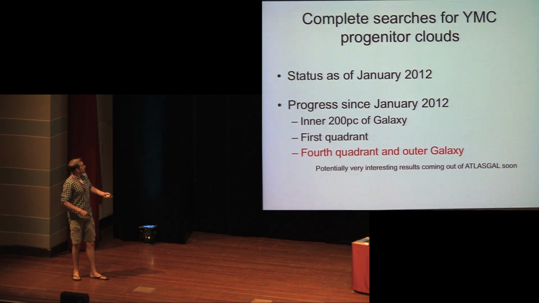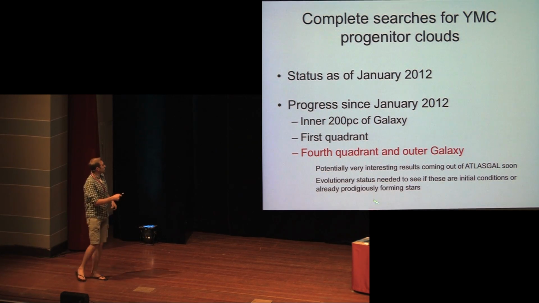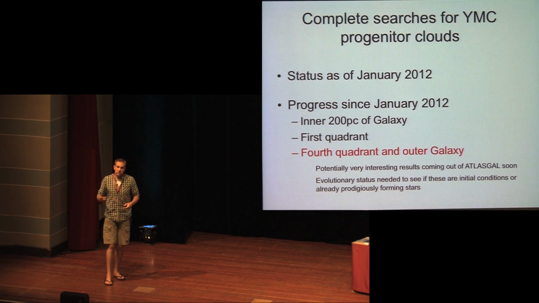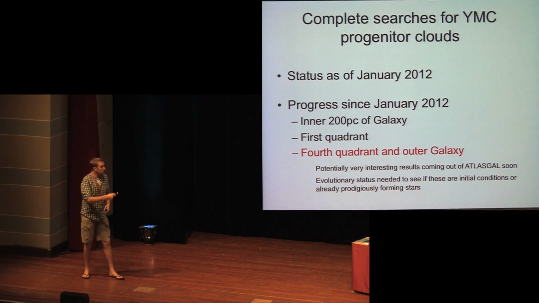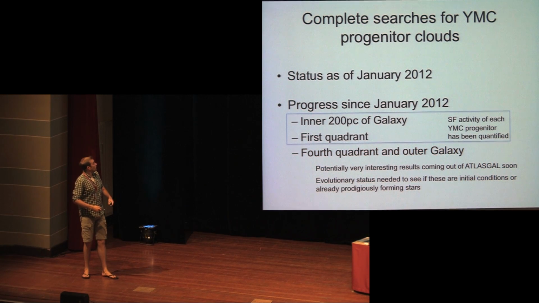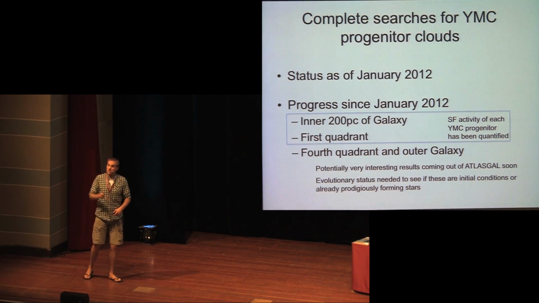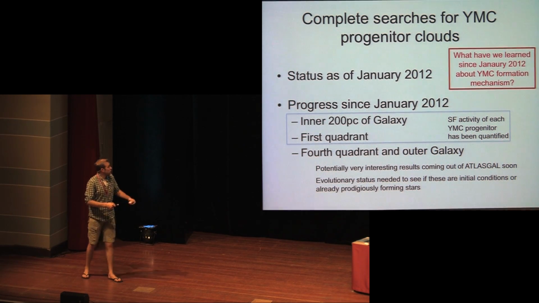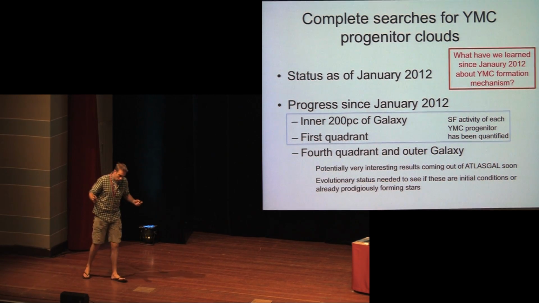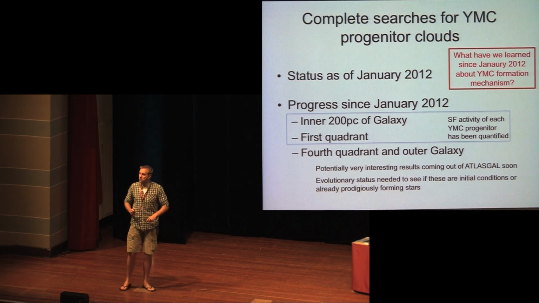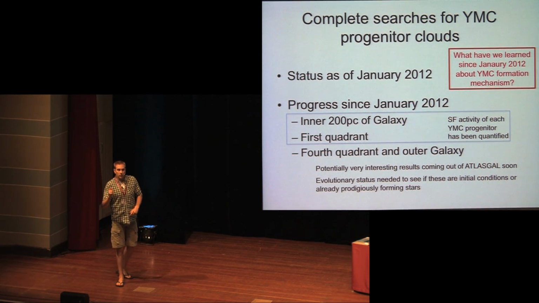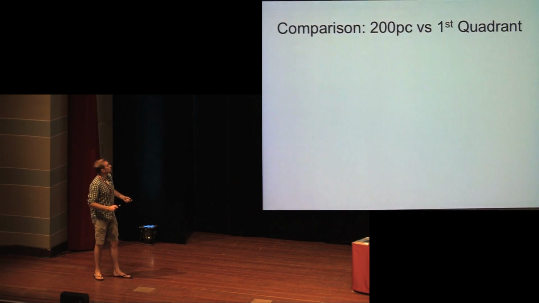Okay, to summarize, these are potentially very interesting results, but unfortunately we don't know the evolutionary stage of these things, so it makes the next comparison I'm going to do difficult. This is something interesting for the future. But what we do know is the star formation activity within these clouds in the inner 200 parsecs and in the first quadrant. So now we've got to put our money where our mouth is and try to say something about the way you form YMCs.